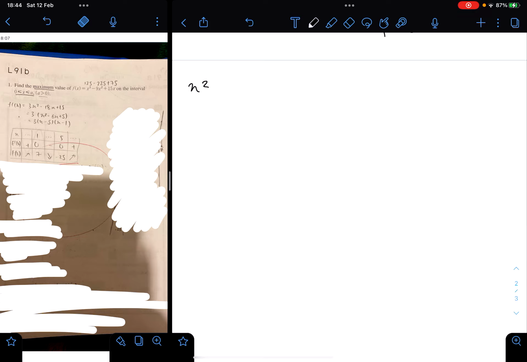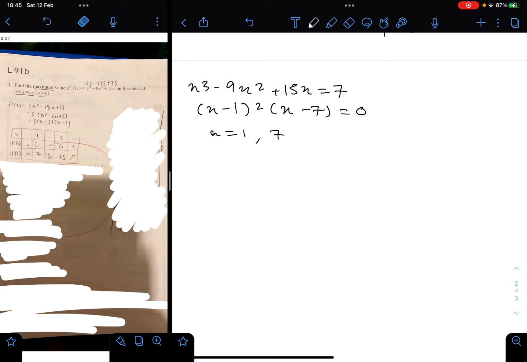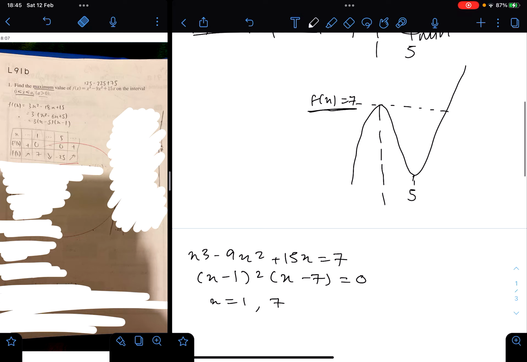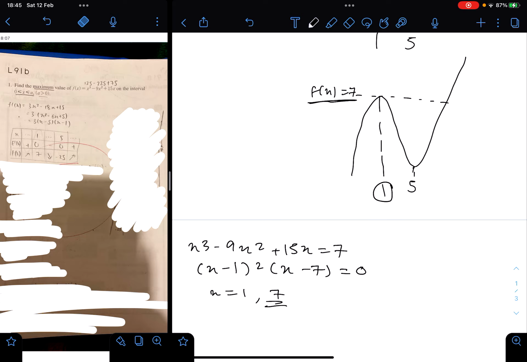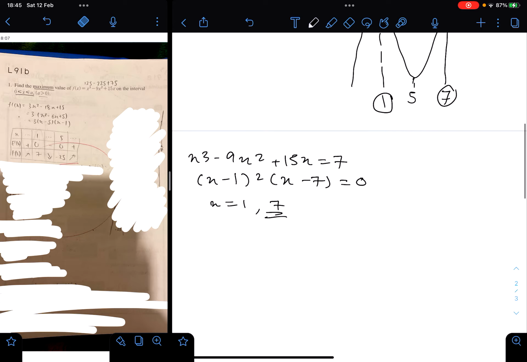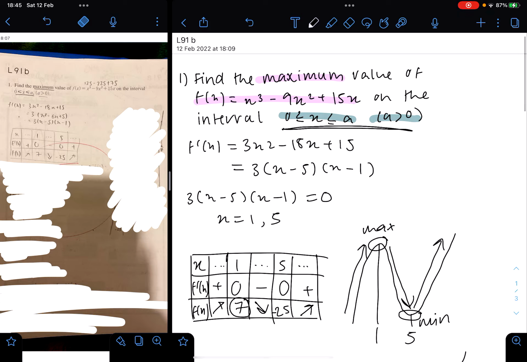So we're going to get x cubed minus 9x squared plus 15x equals 7. And then when you factorize it, you're going to get (x minus 1) squared, (x minus 7) equals 0. You're going to get x equals 1 and x equals 7. We already know that f of x equals 7 at x equals 1, but now we know that f of x also equals 7 at x equals 7 over here. This will be irrelevant when we're looking at this interval.